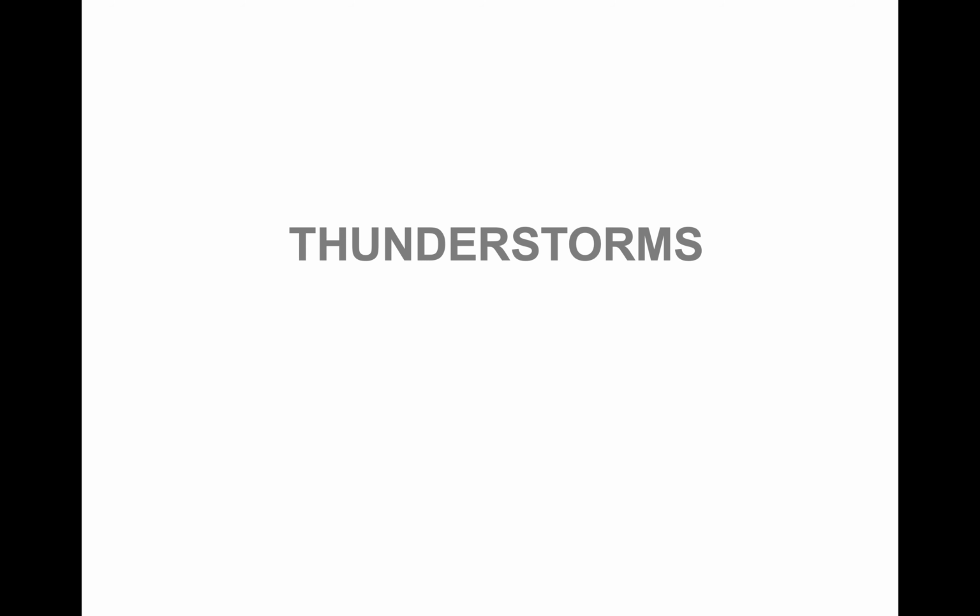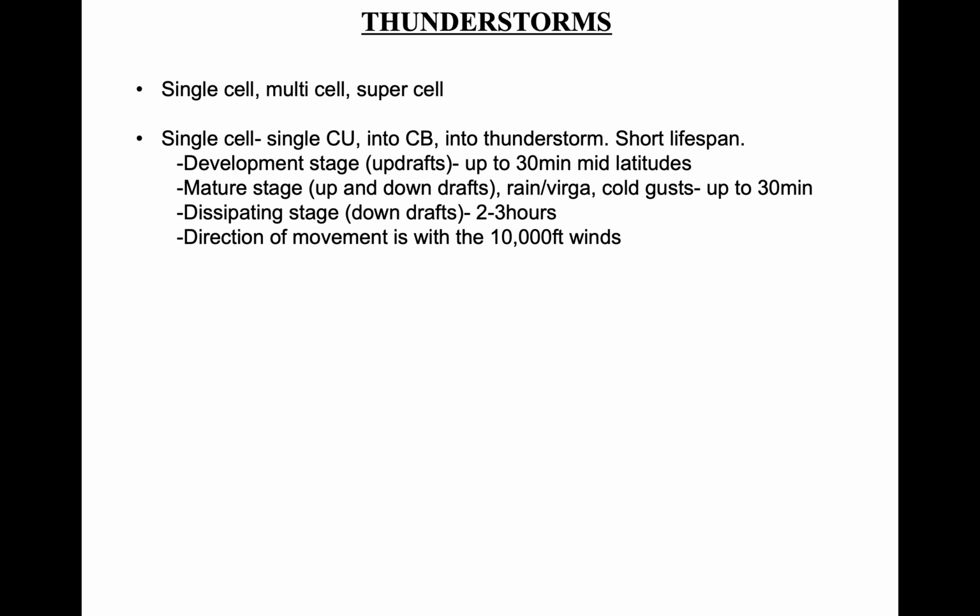So now we're going to look at thunderstorms. We can have single cell thunderstorms, multi-cell and supercells. A single cell is a single CU which turns into a CB and then into a thunderstorm. It has a nice short lifespan.